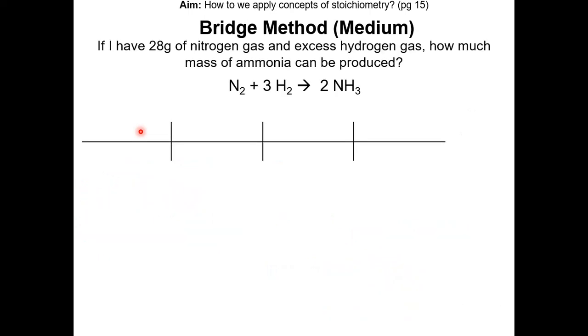So we're going to use the same problem with the motivation. If I have 28 grams of nitrogen gas and excess hydrogen gas, how much mass of ammonium can be produced? We will be using the general strategy to fill in the bridge. The first column represents quantity A. The second and third columns will be the calculations for the moles A and moles B. And the last column is for quantity B.